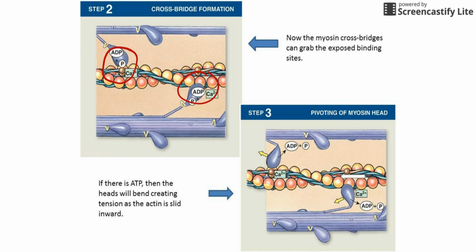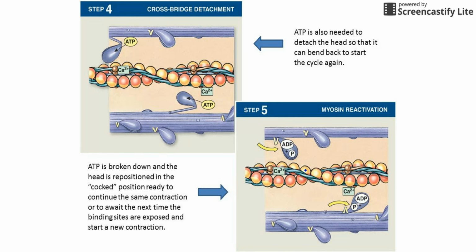You'll notice on top of them ADP and P. That used to be ATP. That was broken apart. So when that ATP is broken apart, that gives us the energy to bend the heads and move the heads. So now we actually have a muscle contraction taking place. These heads are actually bending and moving the actin inward, pulling the actin inward. And in the end, we also need ATP to let go. So we need a new ATP to let go, and then we break it apart to reset the head. So now it can do it again.